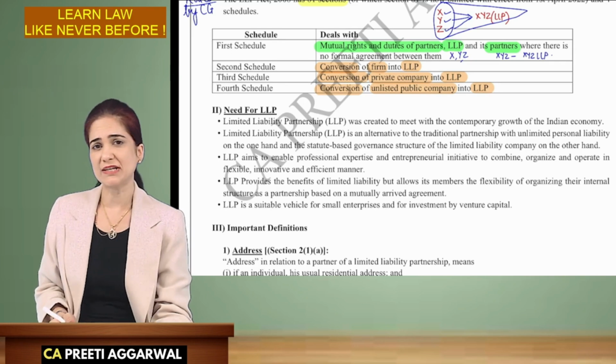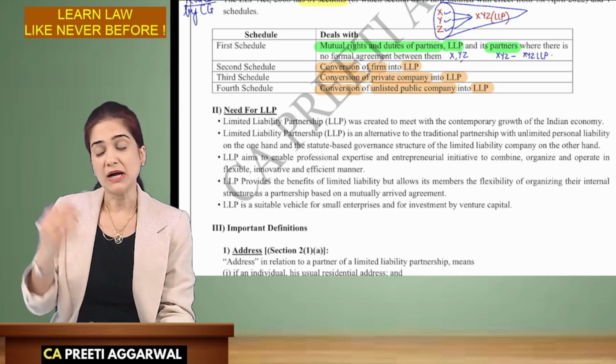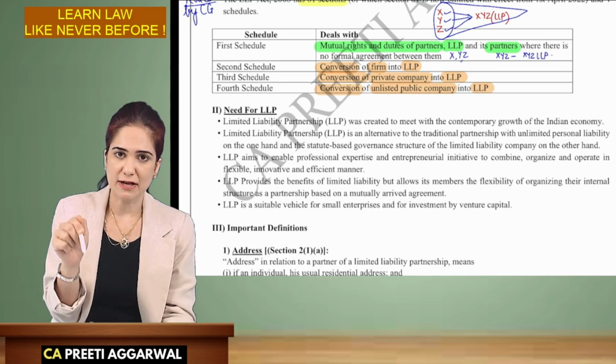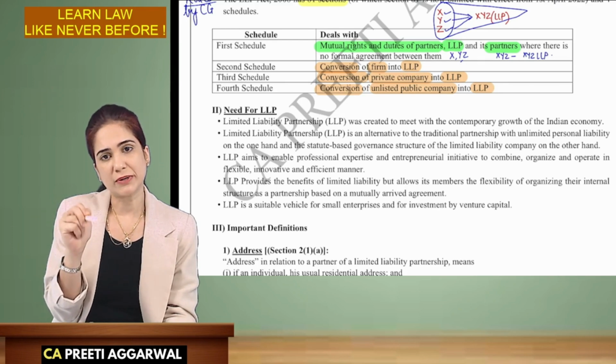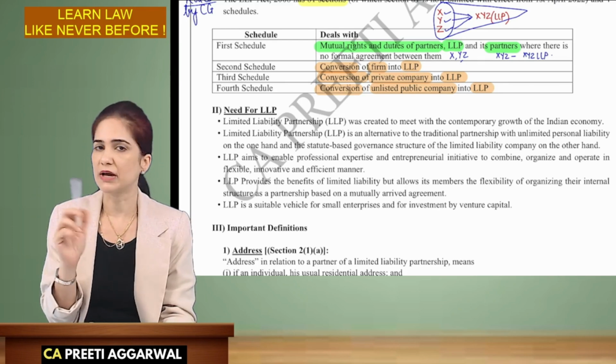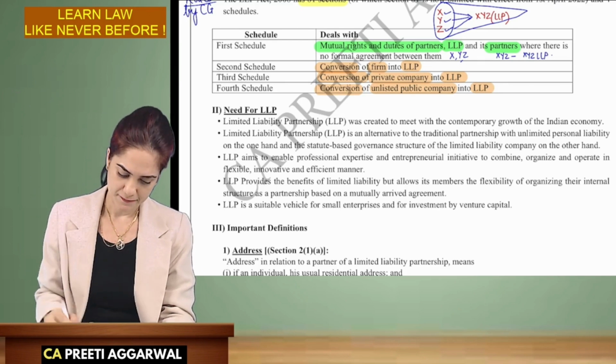Ma'am, what about a listed company? Can it be converted into LLP? A listed company will first have to get itself unlisted, convert into an unlisted public company, and then you can convert into LLP.